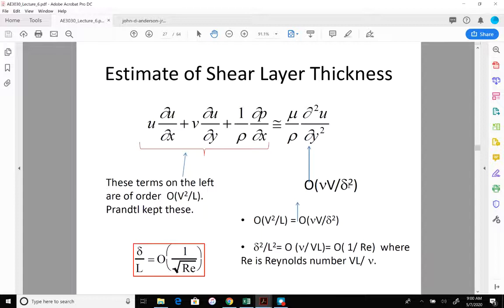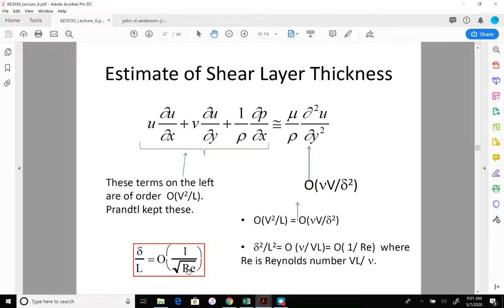So if you group delta squared over L squared, then you get 1 over Reynolds number, where the Reynolds number is density times velocity times capital L divided by molecular viscosity. So rho times capital V times capital L divided by mu is Reynolds number. Rho over mu is nu in the denominator. So this is a kinematic viscosity. So this is the Reynolds number. So boundary layer thickness is of the order of 1 over square root of Reynolds number.